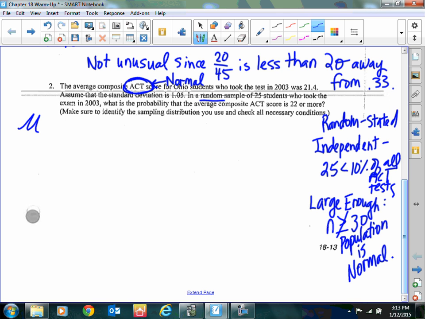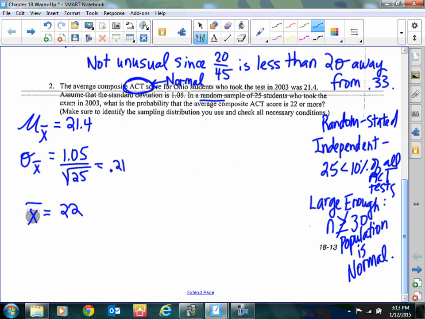The mean of the population is 21.4. So we're going to say then the mean of the sampling distribution is also 21.4. The standard deviation of the sampling distribution of samples of size 25 is the population standard deviation divided by the square root of 25, the sample size. And that number is 0.21. Okay, so now the question is saying what proportion has an average greater than 22.